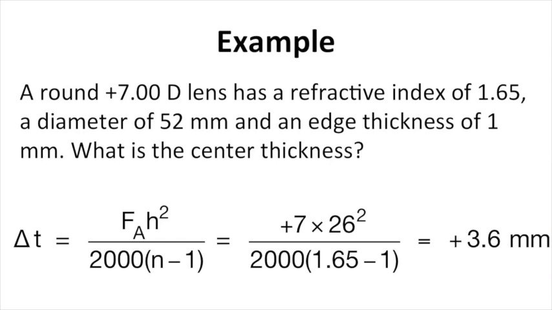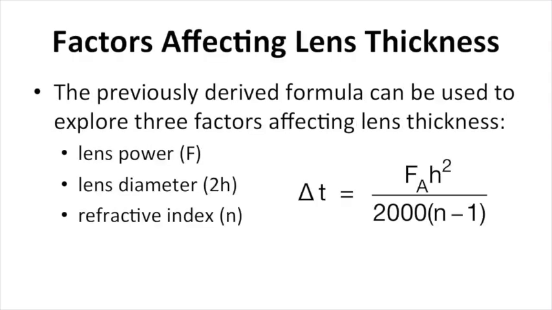So this is a plus lens. We've got a plus value for delta T. That means the center thickness is 3.6 millimeters more than the edge thickness. The edge thickness is 1 millimeter, and therefore the center thickness is going to be 4.6. We don't need a plus or minus sign, it's a thickness.